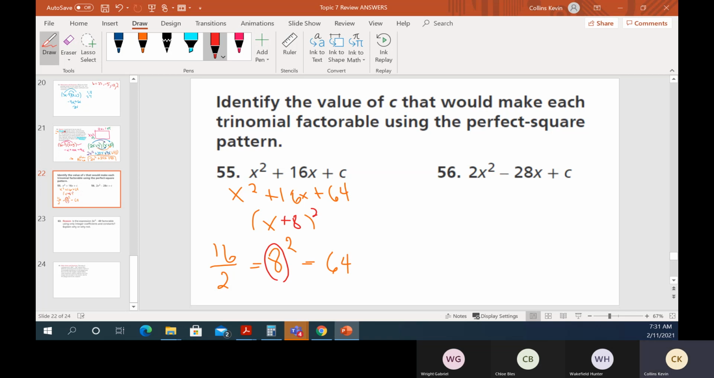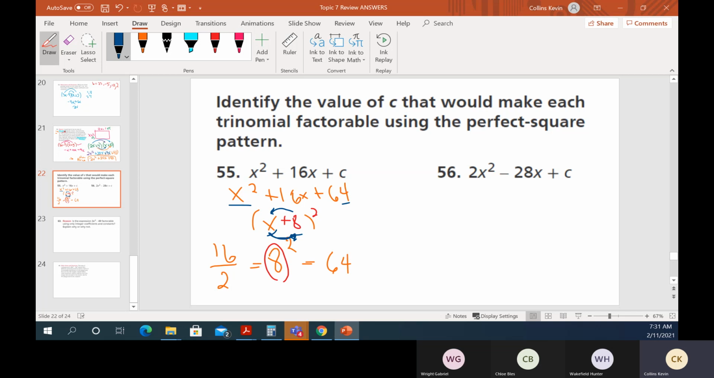And again, the reason this works, we've talked about this pattern, is if you go to multiply it back, you square the x, you get x squared. You square the 8, you get 64. If you multiply x times 8, you get 8x, but remember you got to go this direction with it. You also have to go this direction with it. So when you FOIL, you're going to get that 8x 2 times in a row. And 8 and 8 is 16. So that's how we get that back. Okay?